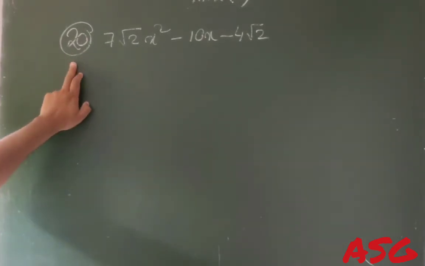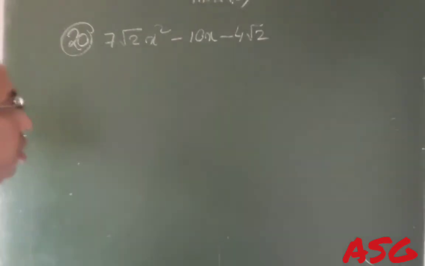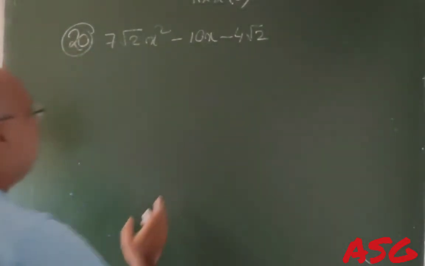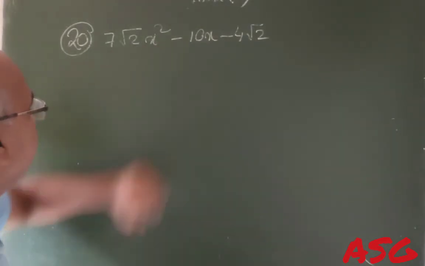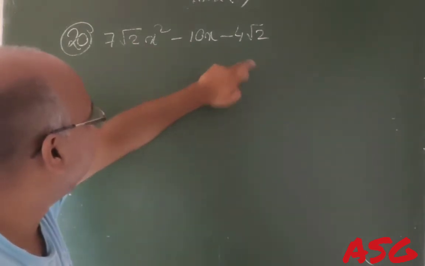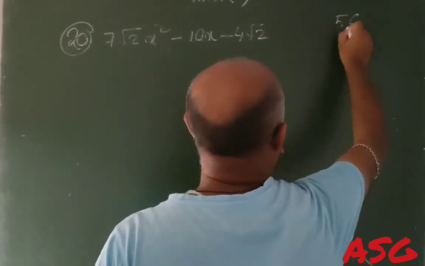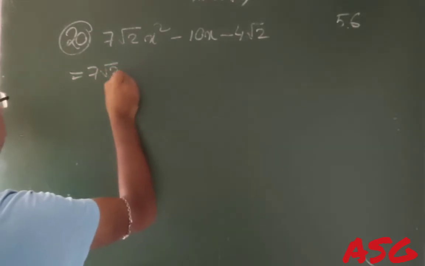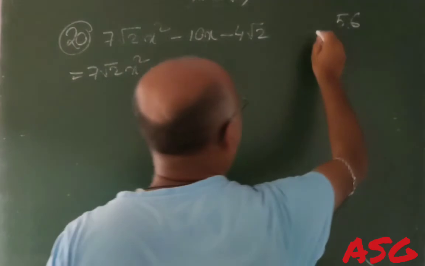This number, question number 20, what you can see, there are 3 terms. Actually it is a middle term factorization with roots. So when roots, what we should multiply, the first term and the last term, and after taking out factors we should get the middle term. How? 7 into 4 is 28, root 2 into root 2 is 2. 28 2s are 56. So how should I write this one as 7 root 2 x square minus, I should get 10 out of 56. How can I do it?